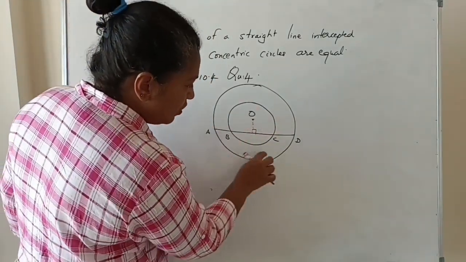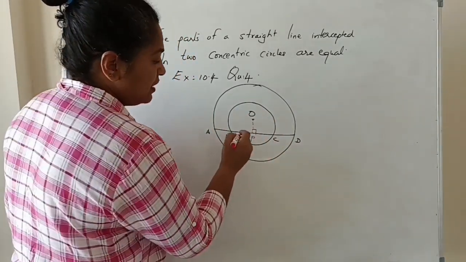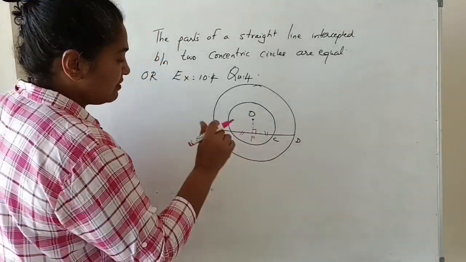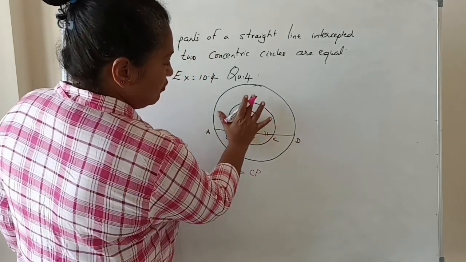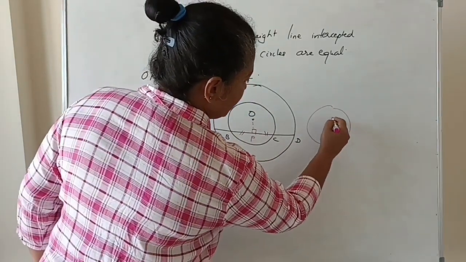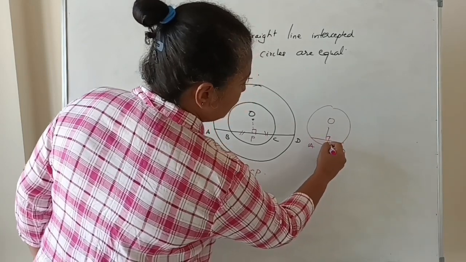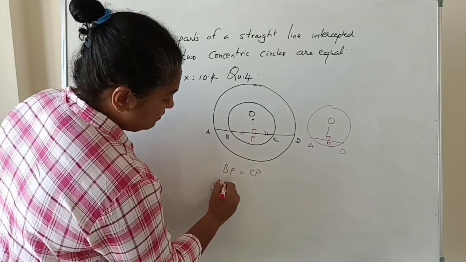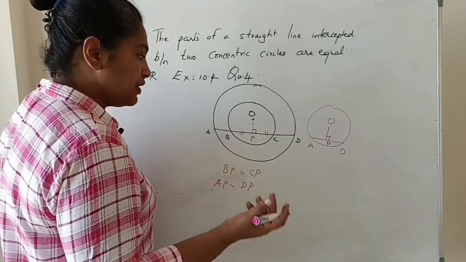What can you say about the smaller circle? BC is a chord and OP is perpendicular to BC. I can say that BP is equal to CP because the perpendicular from the center of a circle to a chord bisects the chord. So, BP is equal to CP. Forget the smaller circle was not there. I have only the bigger circle and a center, and AD is our chord. What can you say? AP is equal to DP. Same reason: perpendicular from the center of a circle to a chord.